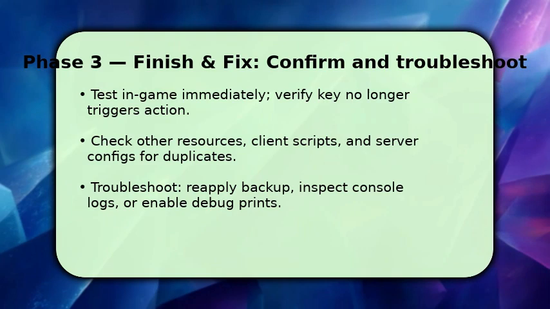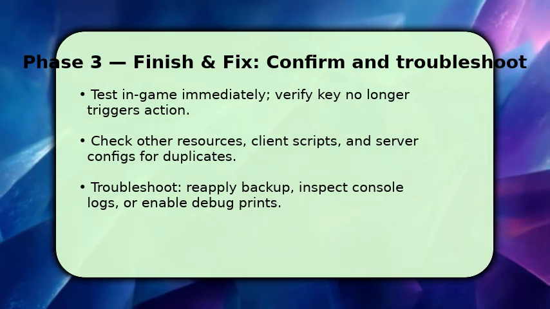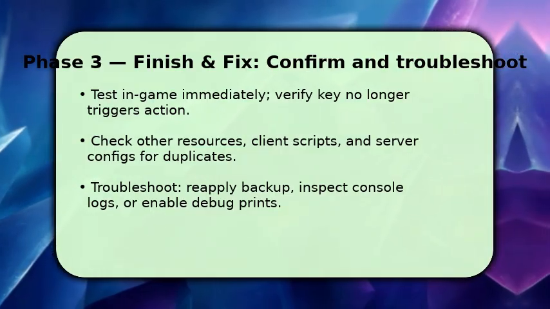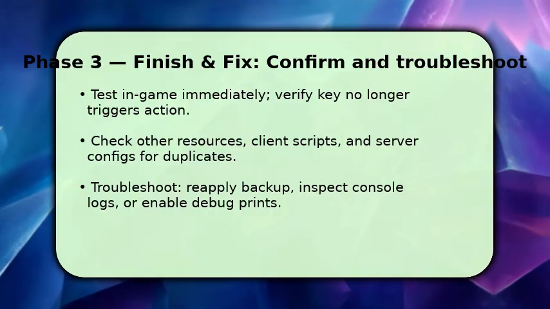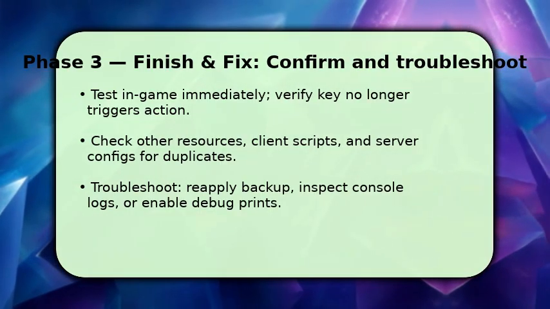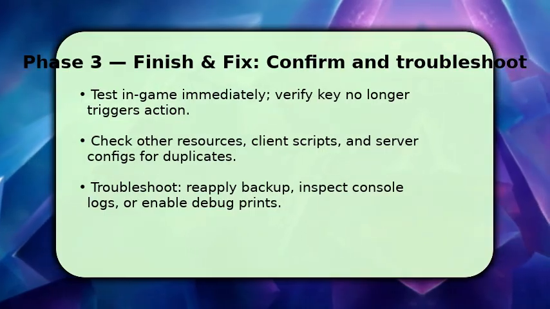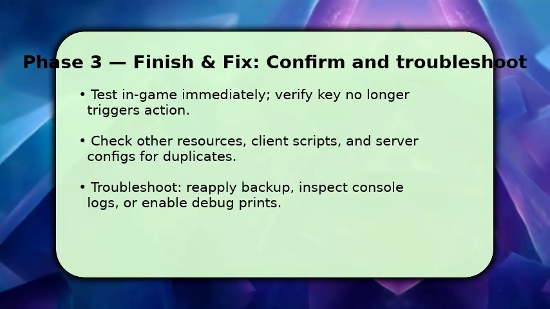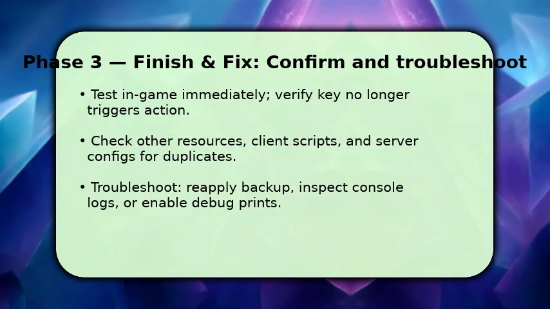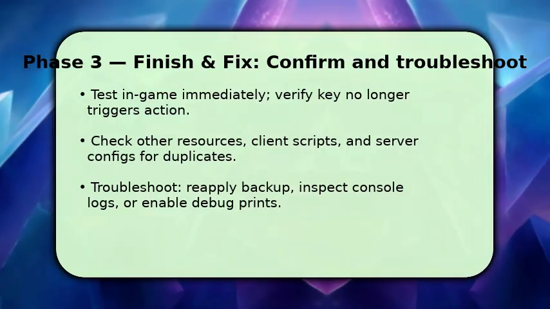This confirms success. If it still triggers, check duplicate binds in other resources or client-side scripts because multiple files can map the same key. As a quick fix, restore the backup and narrow down the offending file by disabling resources one at a time. If problems persist, enable debug prints or watch the server console for register key mapping calls to pinpoint the source.